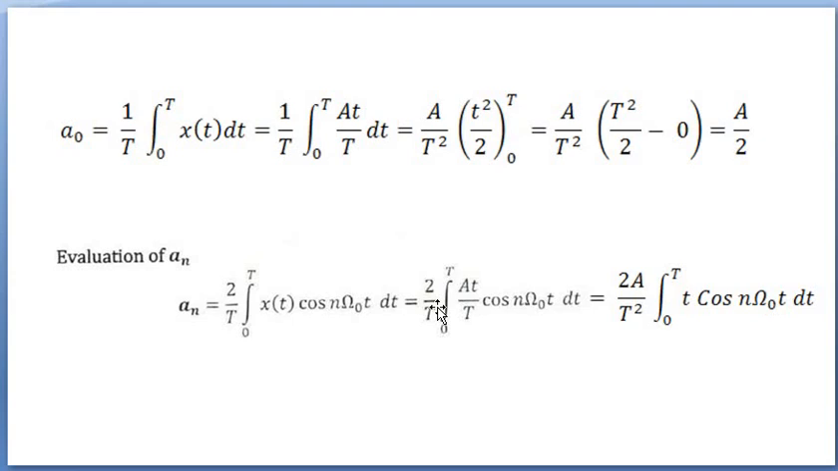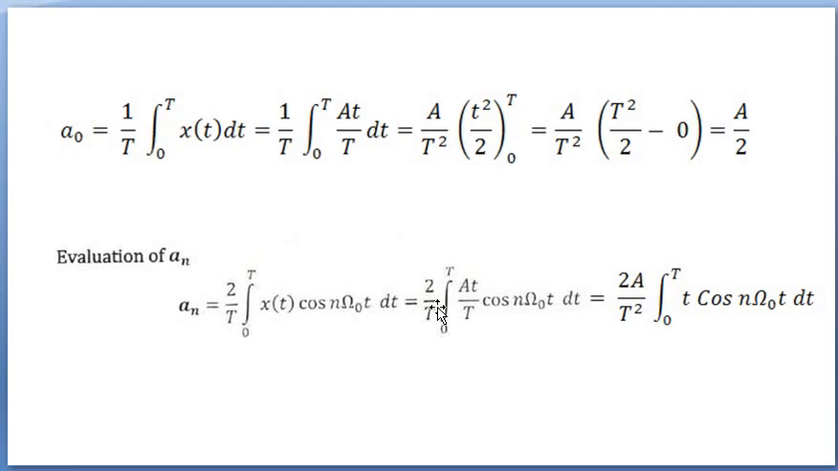1 by T square, and A is also a constant, so you keep it outside. Then integrate t with respect to t, so you get t square by 2. The limit is from 0 to T. Now you substitute the limits, so A by T square into T square by 2 minus 0. Simplify this, we get A0 is equal to A by 2.